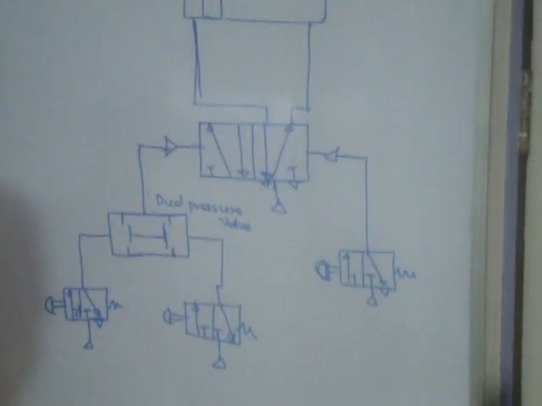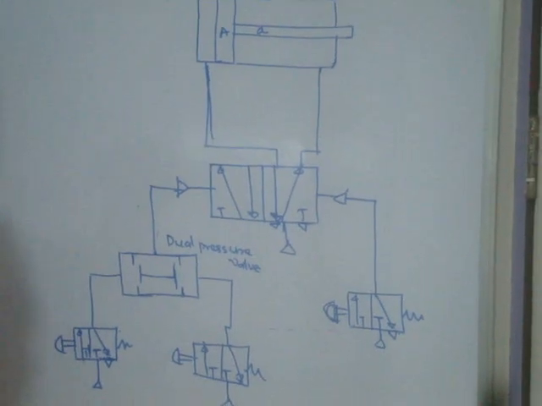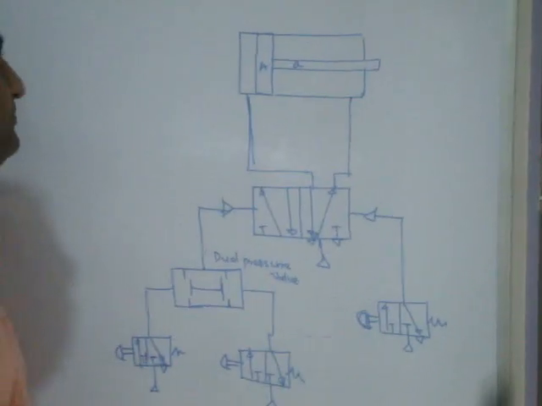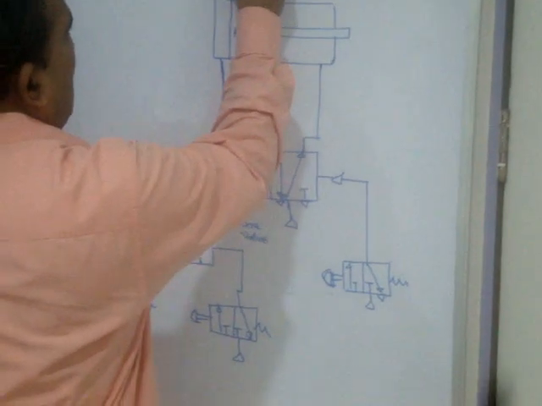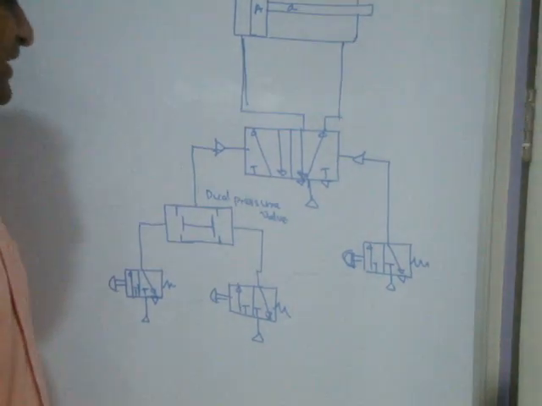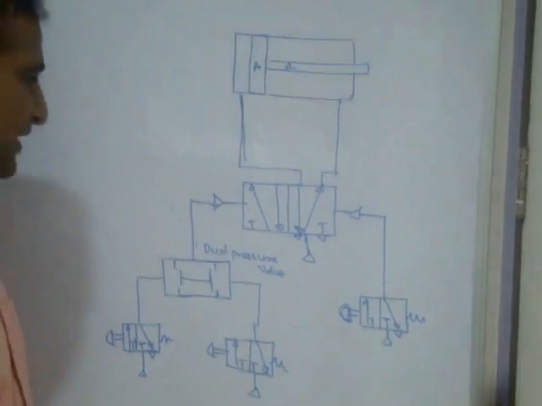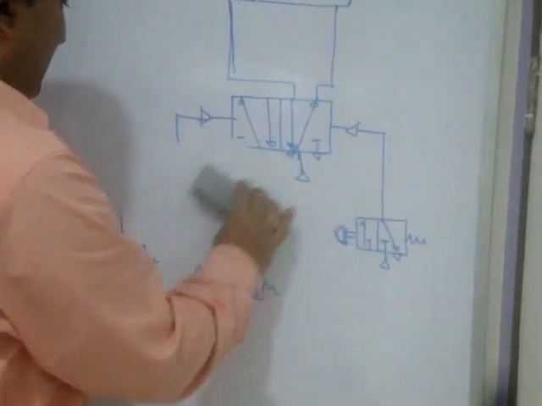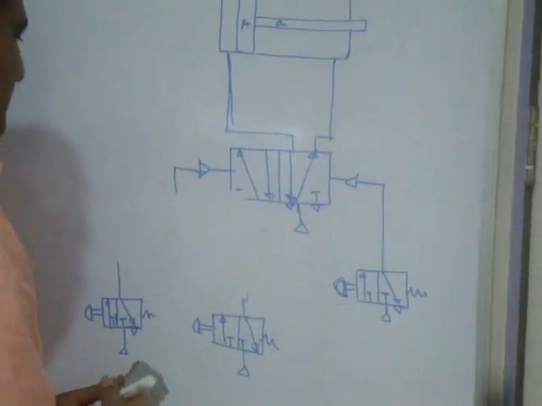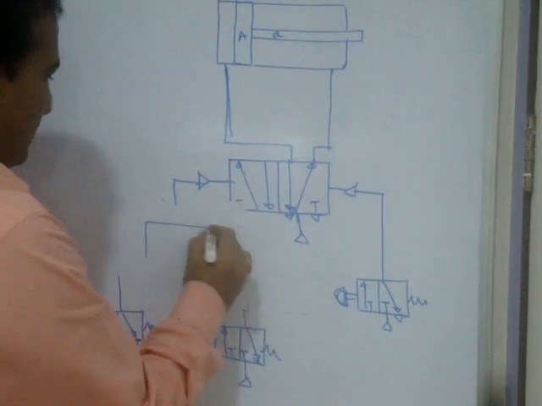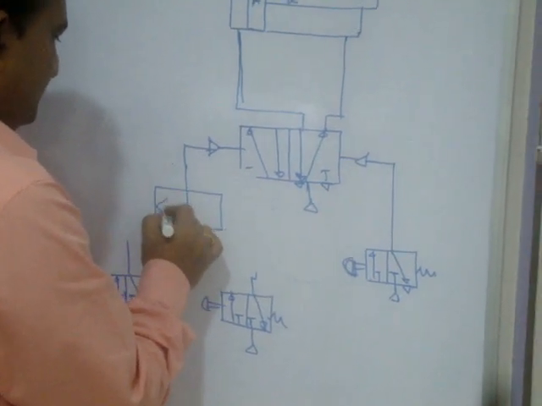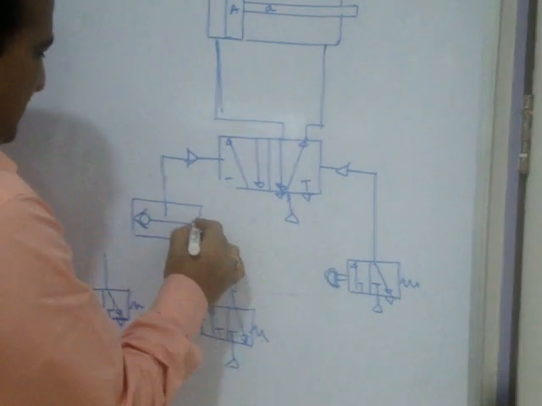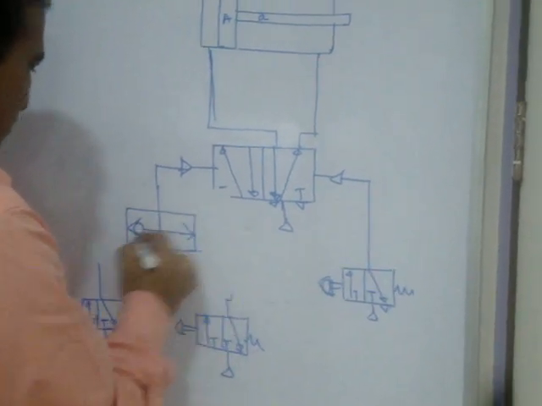So one more basic circuit is called OR operation. Suppose draw an OR logic pneumatic circuit. In this case, instead of a dual pressure valve, you will use a shuttle valve. In the shuttle valve, there is a ball. This is the type of valve we are using.